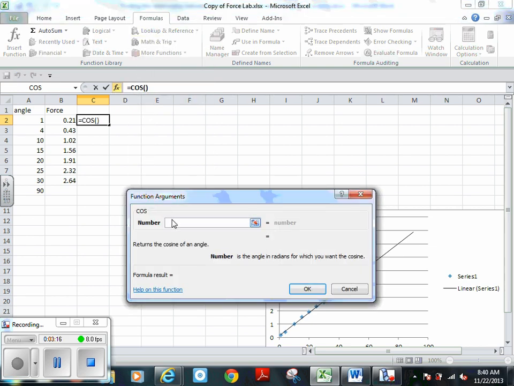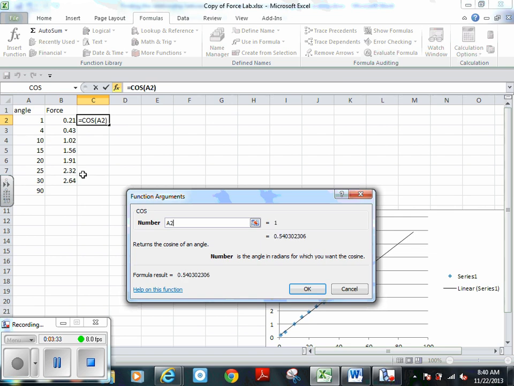So now it's asking us, what do you want to take the cosine of? And so this is the number over here, because we want to take the cosine of the angle. Do you agree? So whatever box this is, it's A2. That's what you put in there. So it's A2.